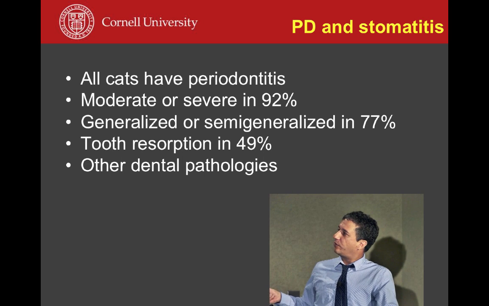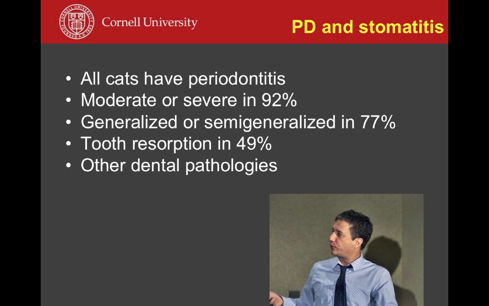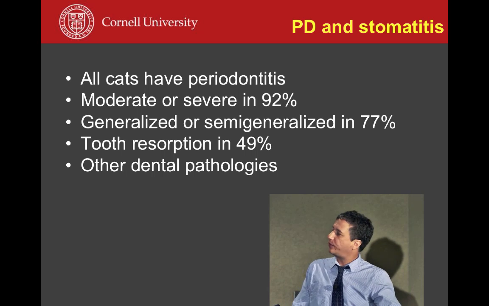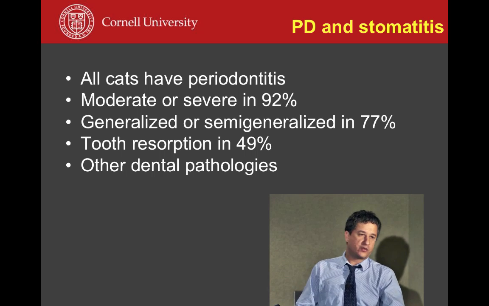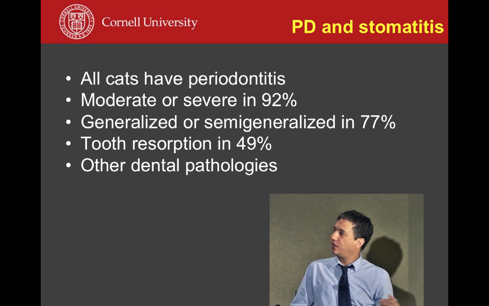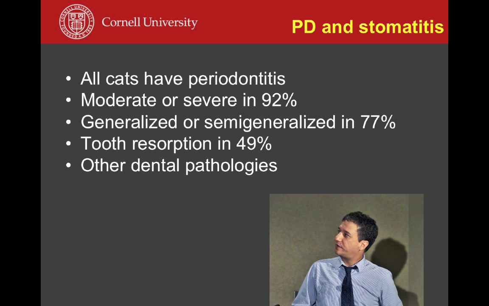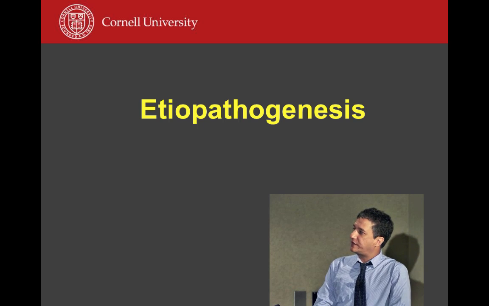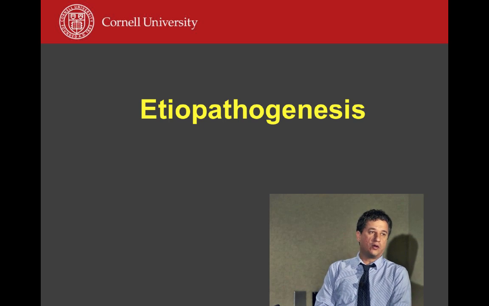92% in which it was either moderate or severe, and 77% had a generalized or semi-generalized distribution. Tooth resorption was also quite high, higher than the control population, and other dental pathologies were also common. So this is just to emphasize how even though you may be absolutely sure that the cat has chronic stomatitis, you still need to document what's going on with the teeth, because that will be critical when it comes to implementing the treatment.